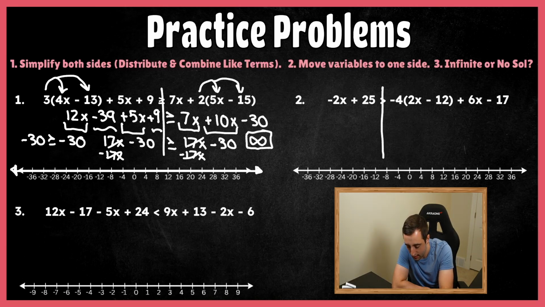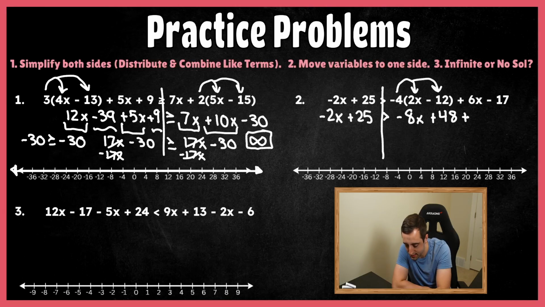Draw our line again. It looks like the left side we legitimately can't do anything with, so I'm just going to bring that down. We have distributive property on the right side. Negative 4 times 2x is going to be negative 8x. Negative 4 times negative 12, that's a plus 48. And then we're bringing down that 6x and the minus 17. On the left side, we're just dragging that along with us. We can't do anything with it. We have the greater than, and now let's go ahead and combine our like terms.